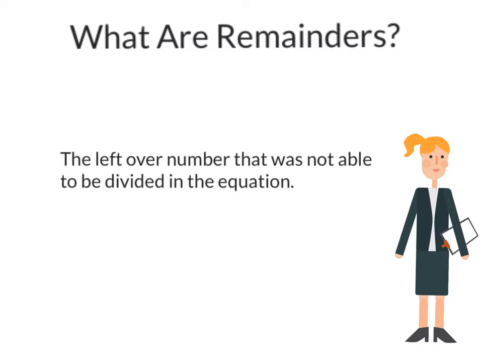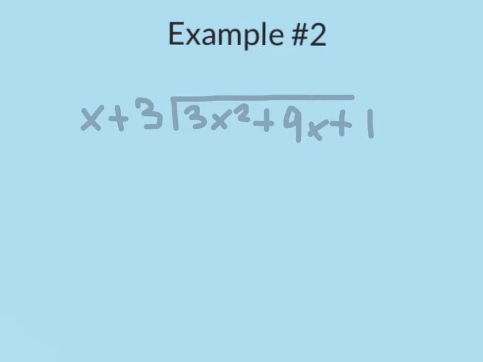What are remainders? Remainders are the leftover number that was not able to be divided into the equation. Our second example, we have 3x squared plus 9x plus 1 divided by x plus 3.